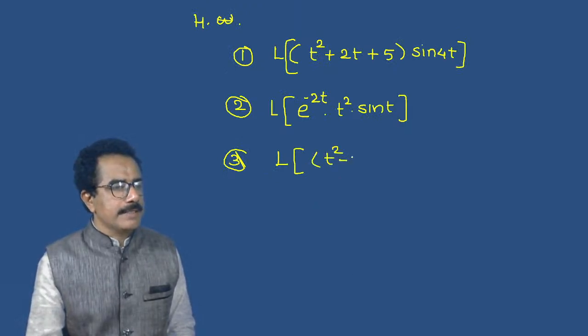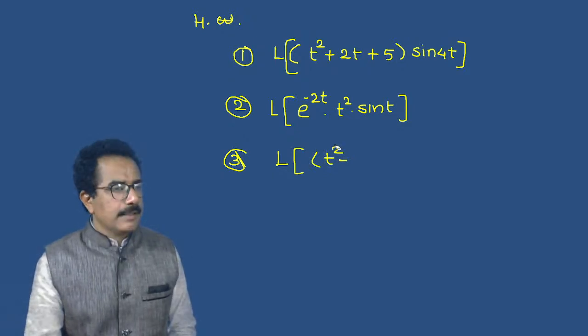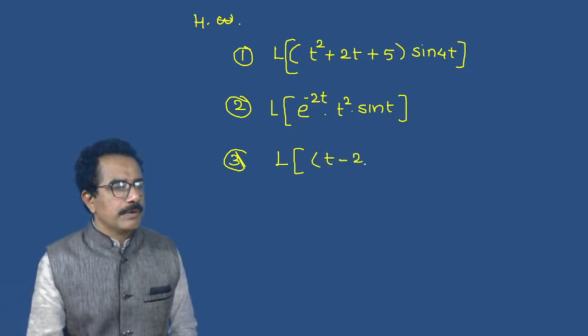L of (t square minus t minus 2) into cos 3t.